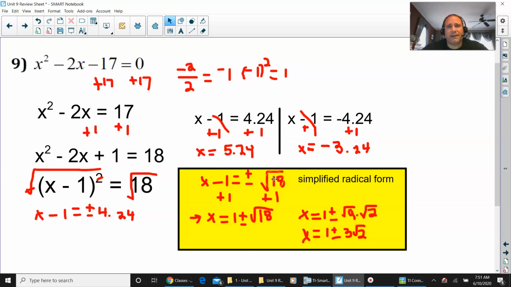Whenever you have the square root of 18, you're looking for two factors, where one is a perfect square and one is a non-perfect square. 9 times 2 is 18. You split up the square root radicals, and the square root of 9 is 3. That's where this 3 is coming from, and the square root of 2 comes out. So it's x equals 1 plus or minus 3 square root of 2. And that's it. All right, so I'm going to do the same thing over here.